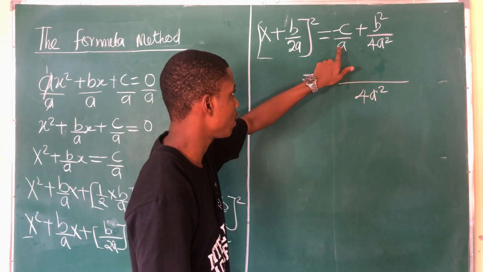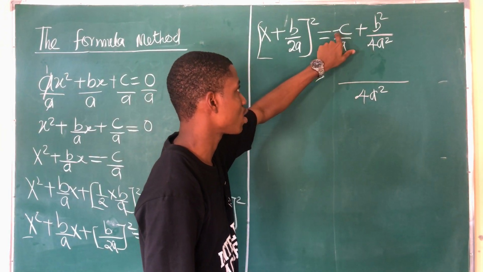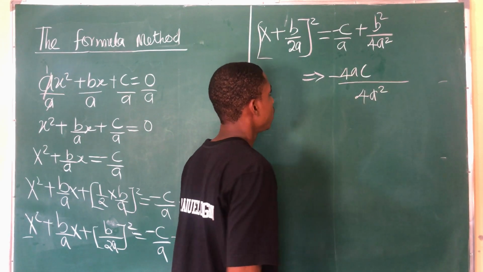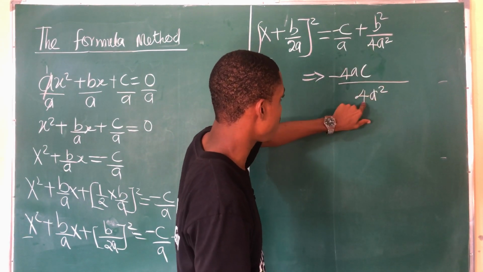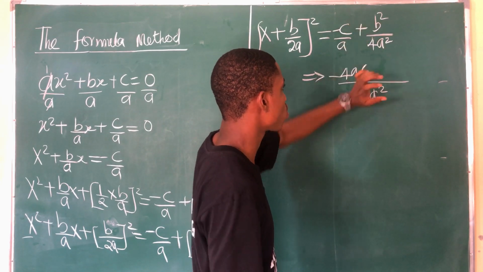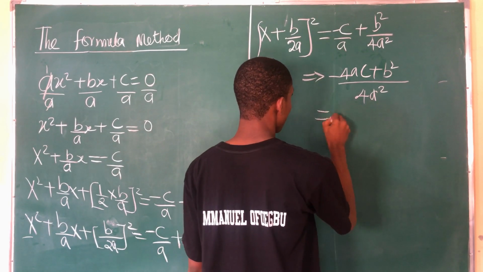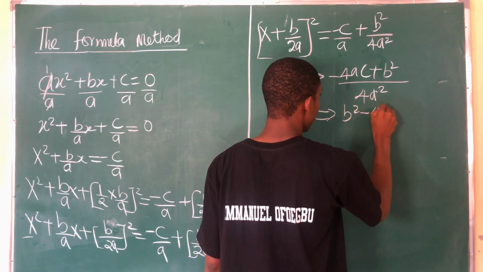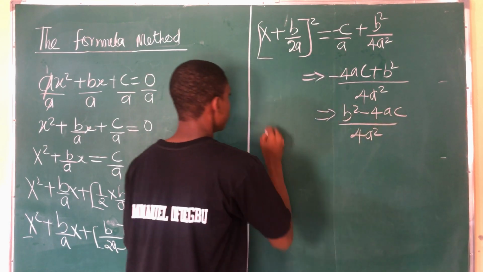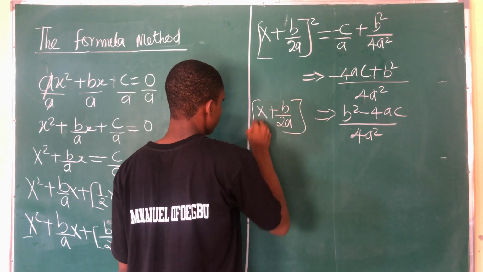4a squared divided by a will render 4a. We use that 4a to multiply minus c, it becomes minus 4ac. Then we have the LCM as 4a squared. 4a squared divided by 4a squared multiplied by b squared, we have plus b squared. So therefore, rewriting this, we have b squared minus 4ac over 4a squared.